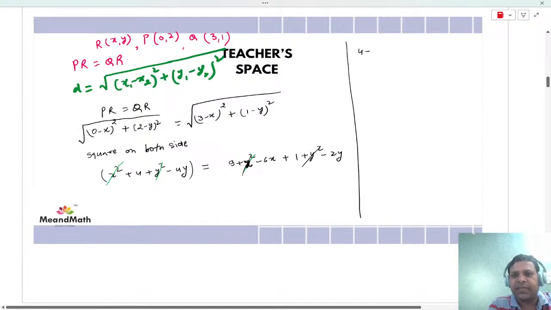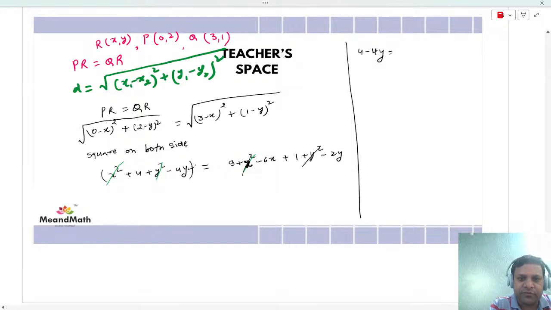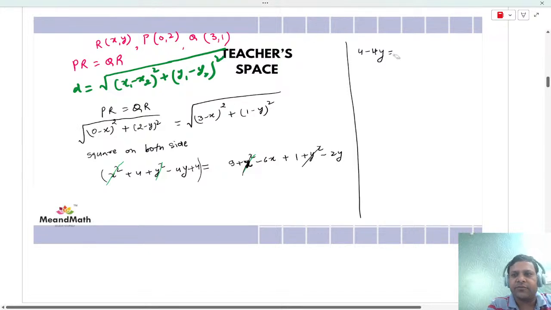So 4 minus 4y plus 4 is equal to 9 minus 6 plus 1, so 6x minus 6y is equal to 10. Minus 6x minus 6y is equal to... 2x minus 3y is equal to 1.